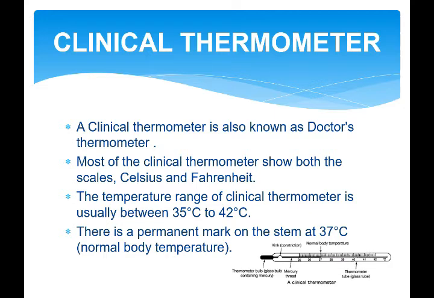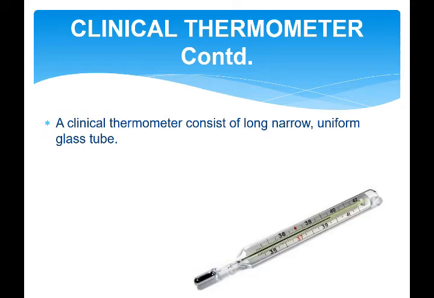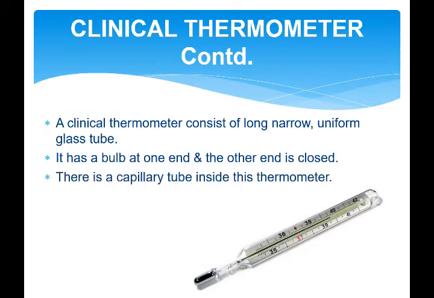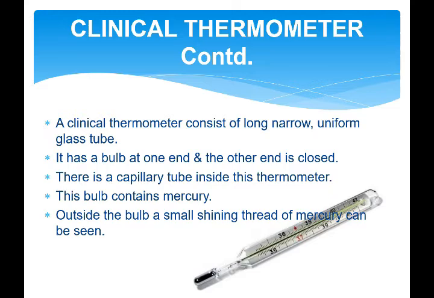This is the diagram of a clinical thermometer where you can see the normal body temperature at 37 degrees Celsius and the kink found just below the bulb. A clinical thermometer consists of a long, narrow, uniform glass tube. It has a bulb at one end and the other end is closed. There is a capillary tube inside the thermometer. This bulb contains mercury. Outside the bulb, a small shining thread of mercury can be seen.